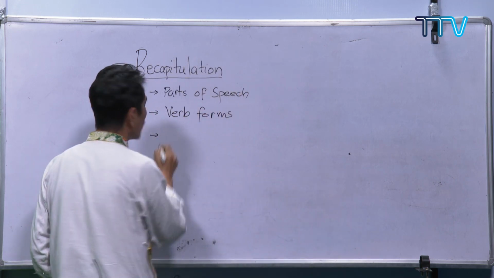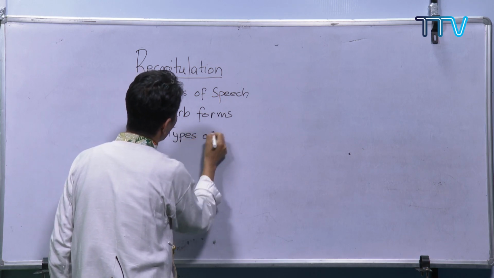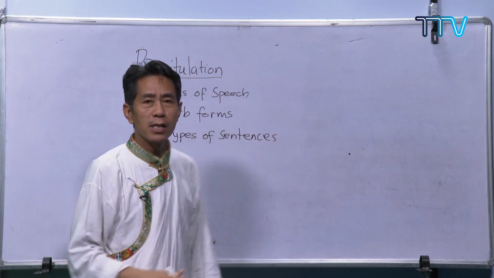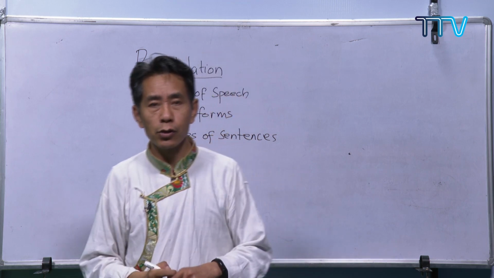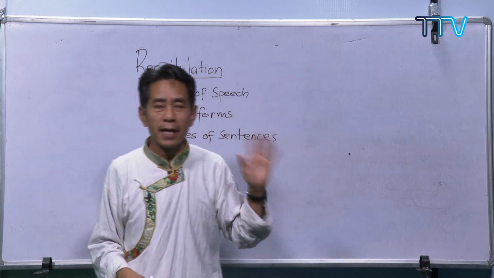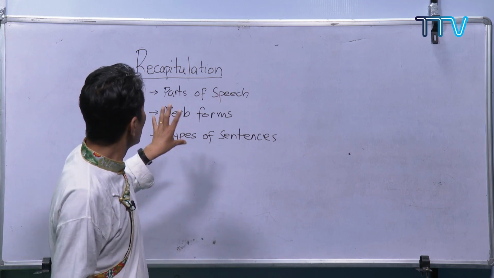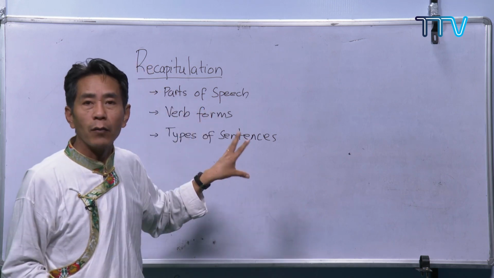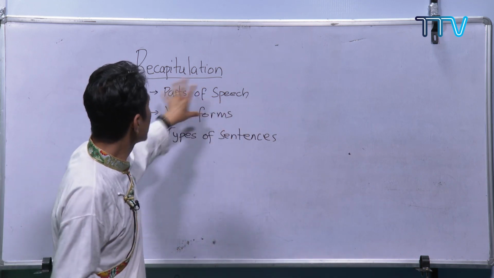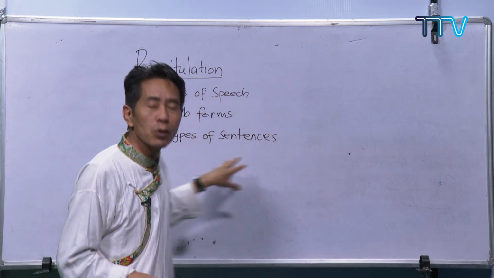The third one we did was types of sentences. Those who have missed this can go through the videos which are already uploaded. Basically, in the first week we just focus on all these basic things. No matter where you are, whether you are in class 5, 6, 7 or 8, all these things are necessary. You have to know parts of speech, verb forms and types of sentences.